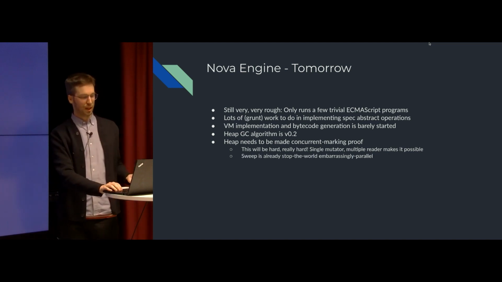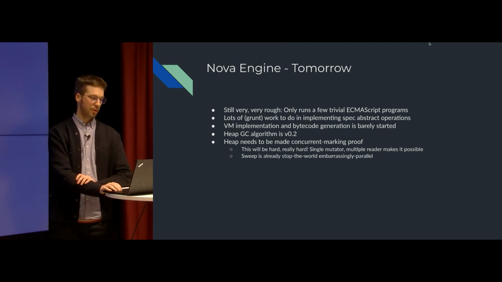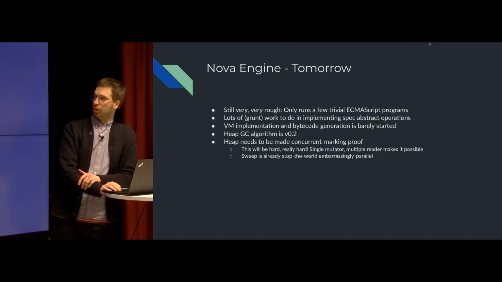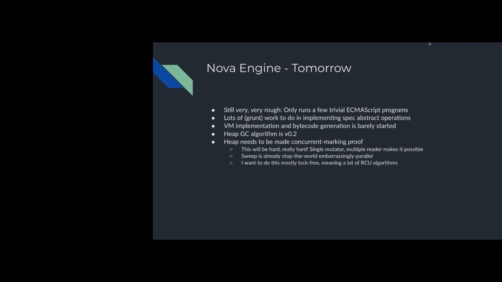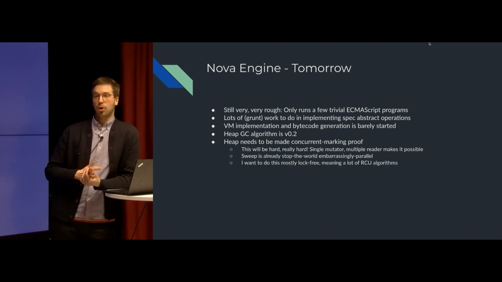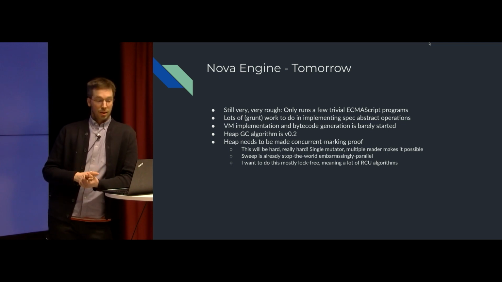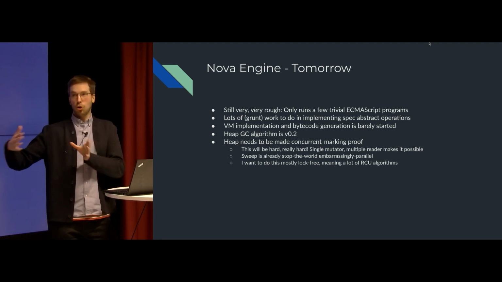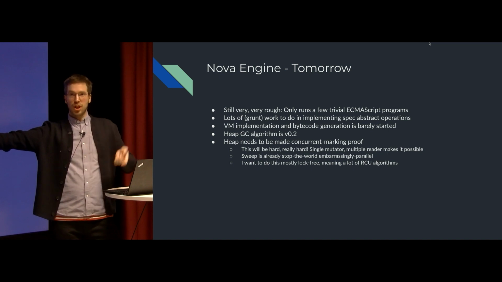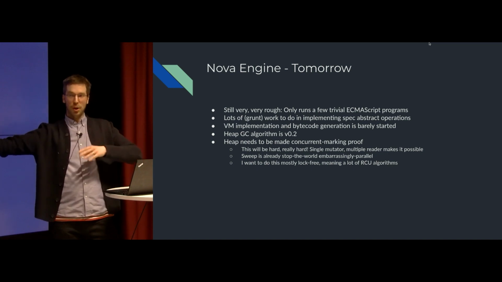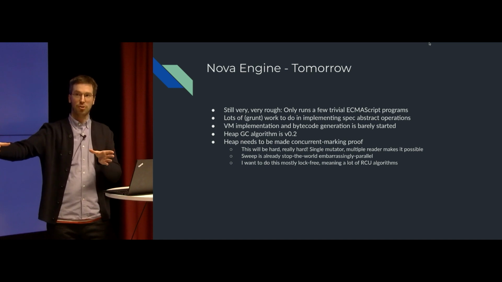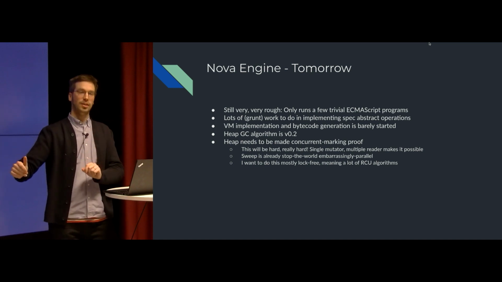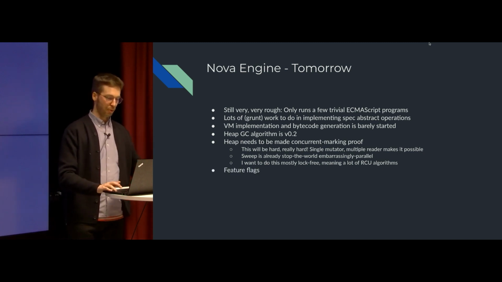The sweep is always going to be stop the world, and it's embarrassingly parallel. But I also want to make the heap concurrent marking mostly lock-free. So that means I will need to do some RCU, read copy update stuff. If a heap vector needs to be reallocated, I need to keep the old allocation, copy it into a new larger allocation, change the pointer, change the length, and now I can keep going. And I need to keep the old vector memory alive until GC has finished. Then I know I can drop it.